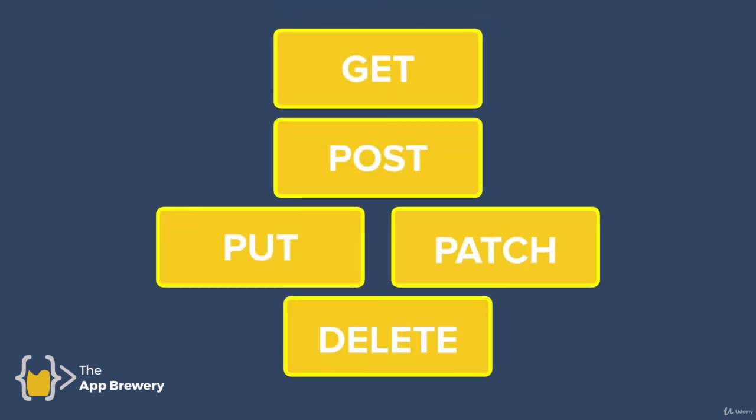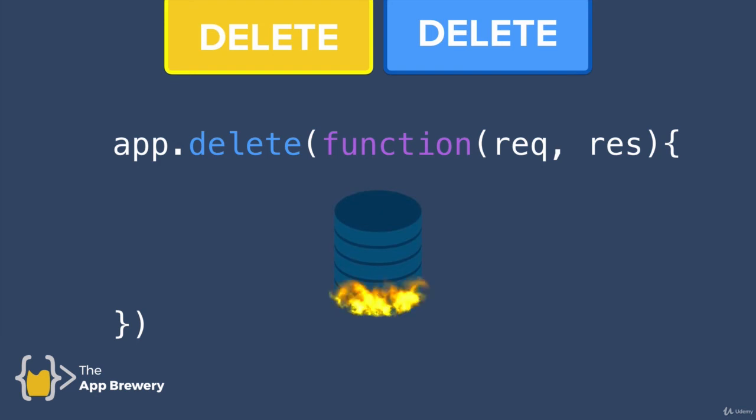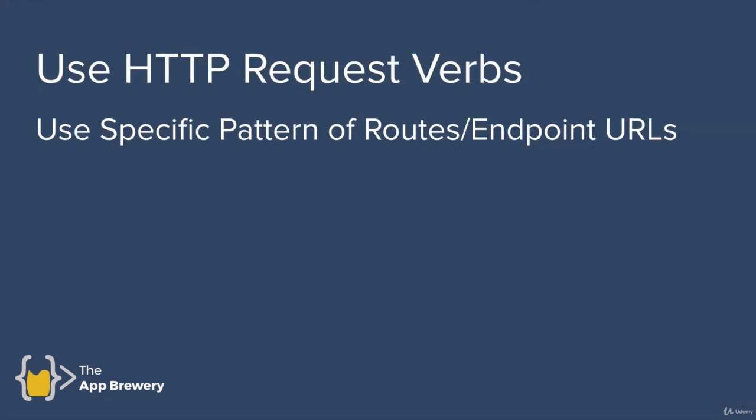The final one is really simple. It's simply delete, and that's the same as delete in CRUD. And the code is as easy as app.delete, and this just deletes or destroys a particular piece of data in our database. So now that we've looked at the HTTP request verbs and we can see how they're used, the next thing to talk about is the specific pattern of routes and endpoints that you have to use in order to make your API RESTful.